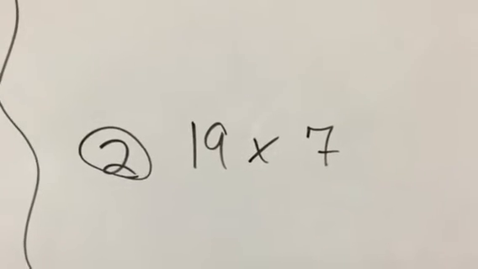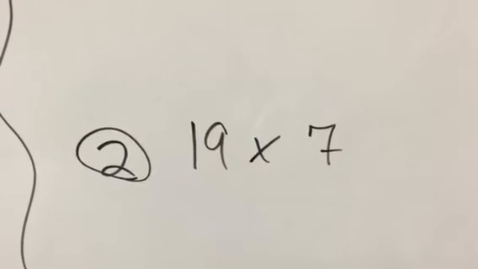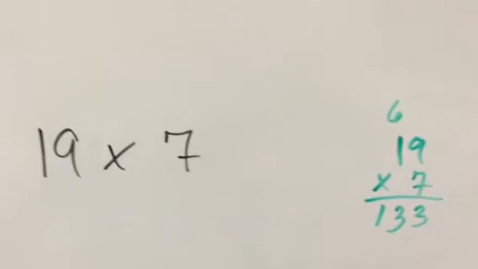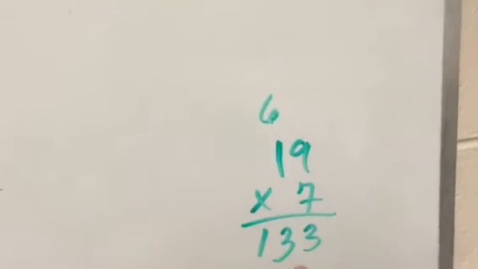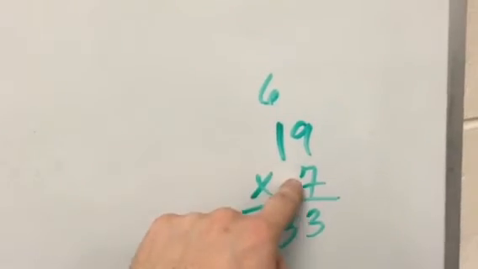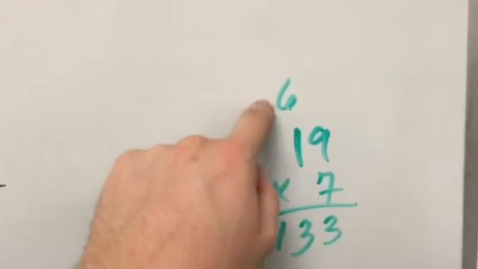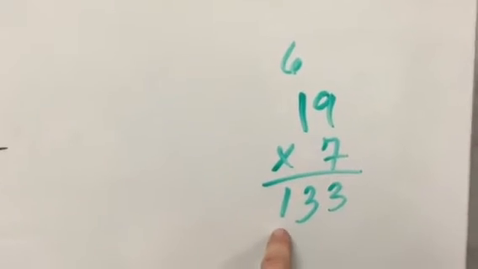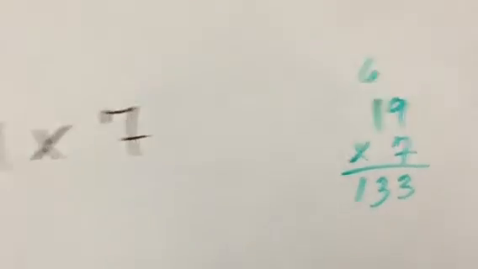Pause the video, see if you can do it. You're on fire. You got it again. 9 times 7 is 63, so we put the 3 down here. Regroup the 6. 7 times 1 is 7, plus 6 is 13. So our answer is 133.